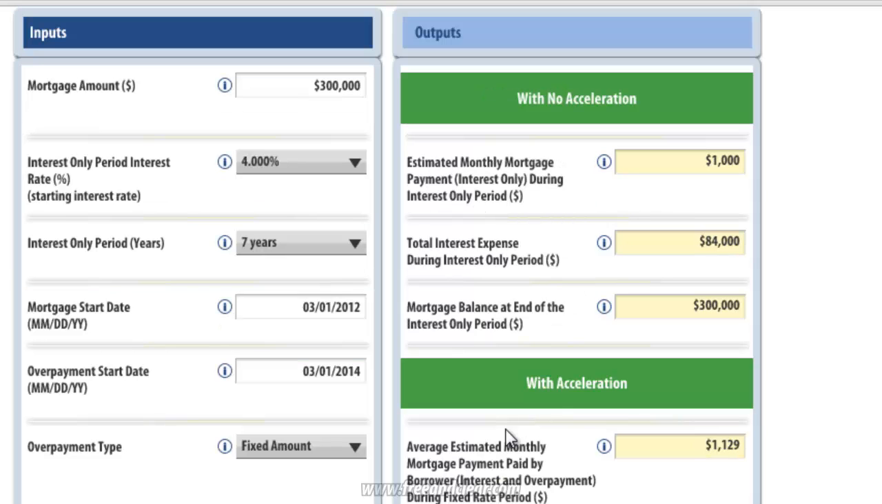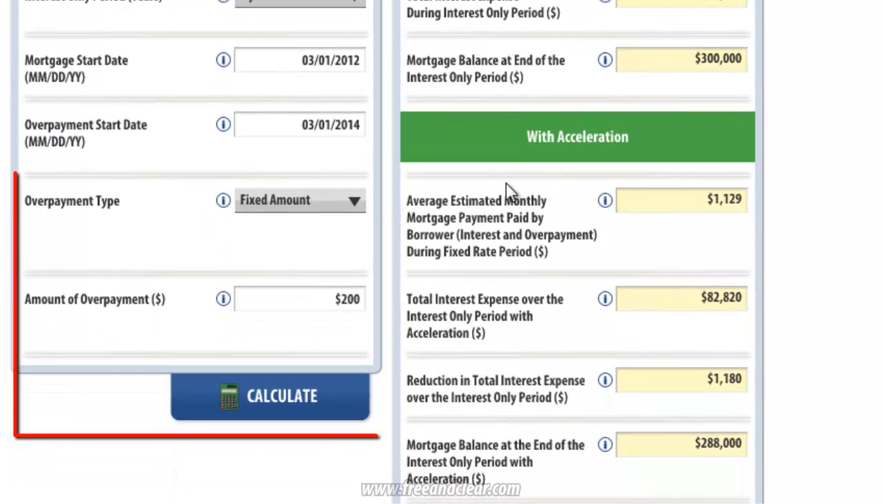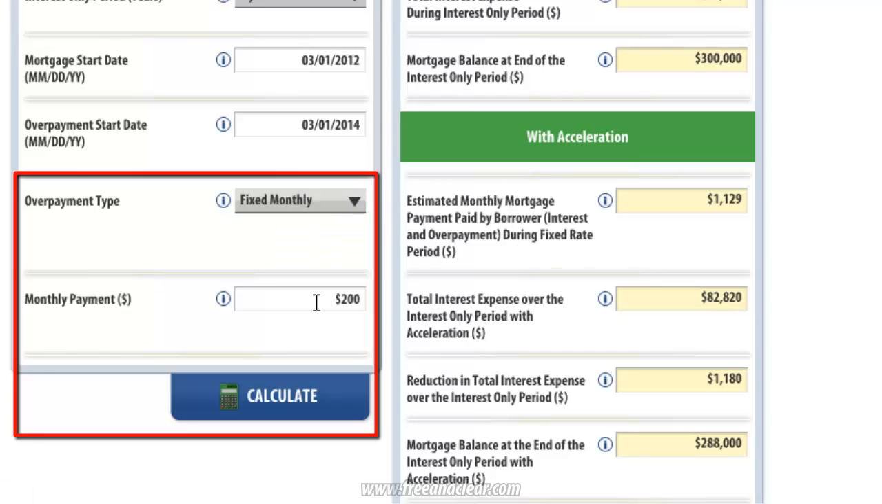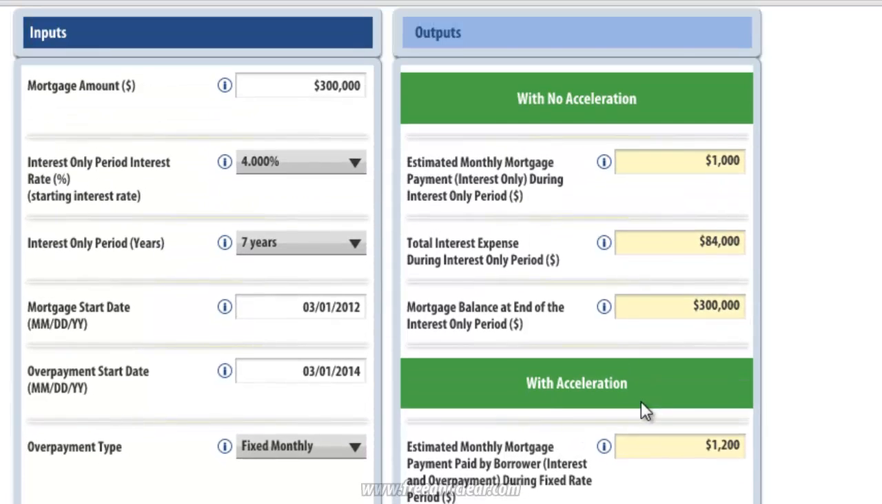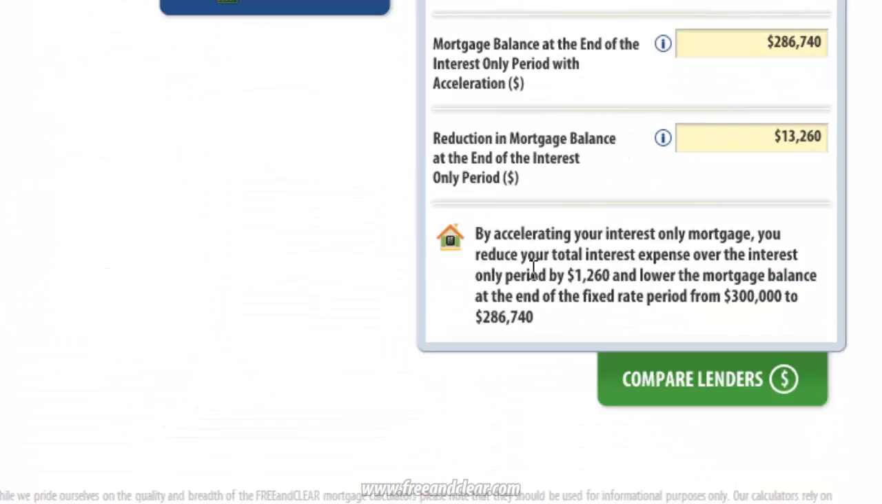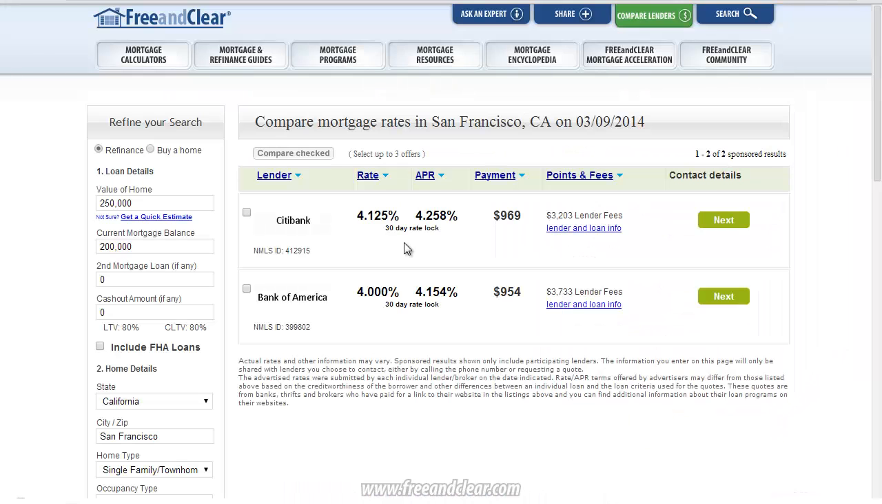It's important to highlight that you can change the calculator inputs without having to refresh the page. So if I change our monthly overpayment type to fixed monthly, and I change our monthly payment to $1,200 and click the calculate button, the outputs are updated automatically without having to refresh the page. After you have reviewed the calculator scenarios that apply to you, you can click on the Compare Lenders button at the bottom of the outputs and review a table with interest rates and fees for lenders in your area.